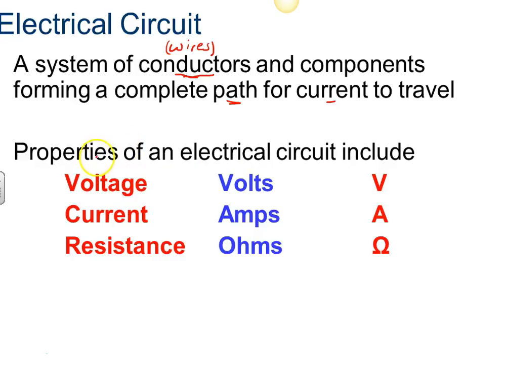The measurable properties of an electric circuit that we will be measuring and that we'll use to specify the details of a circuit include voltage, current, and resistance. Voltage is measured in volts, symbol is V. Current is measured in amperes, which is abbreviated amps, capital A for that, and resistance is in ohms, represented by an omega, capital omega.